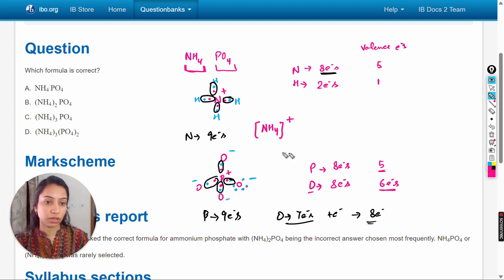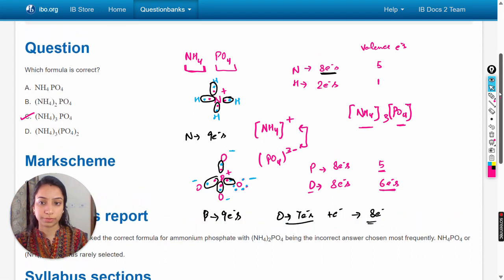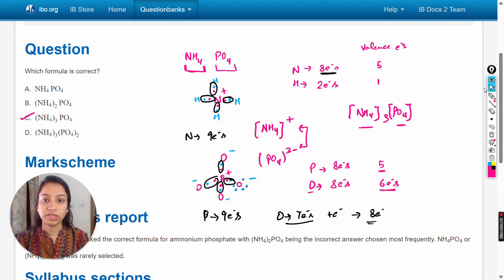So this phosphate ion will have 3 negative charges, and to balance these charges there should be (NH4)3PO4, which means 3 ammonium ions will attach with 1 phosphate ion, which means the answer should be option C. Let's check the mark scheme. Yes. So this is how we can solve these types of questions.